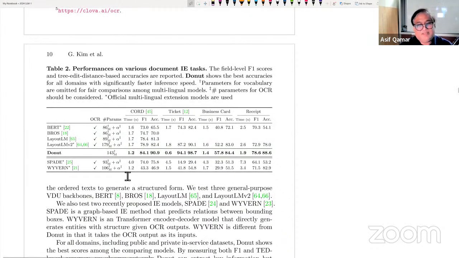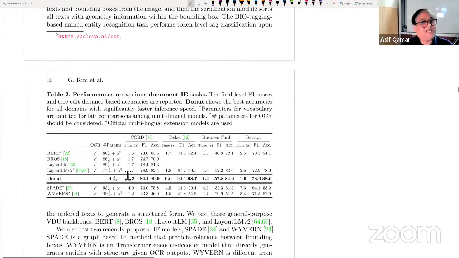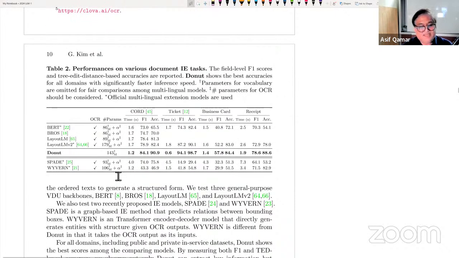So table 2, performance on the information extraction task. Think of it as your receipts, invoices, business cards, whatever, right? See how Donut is doing. Do you notice that once again, the timing is pretty good? Look at the performance. It's achieving state-of-the-art performance most of the time, in fact, all the time. In almost all of these numbers, it's achieving state-of-the-art. It's beating everything, in fact beating two of the algorithms that came a little while ago, Spade and Wyvern. It beats both of them.